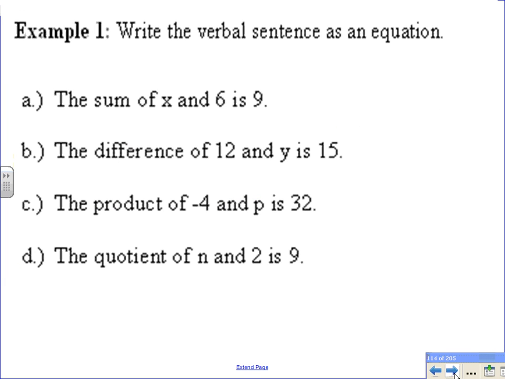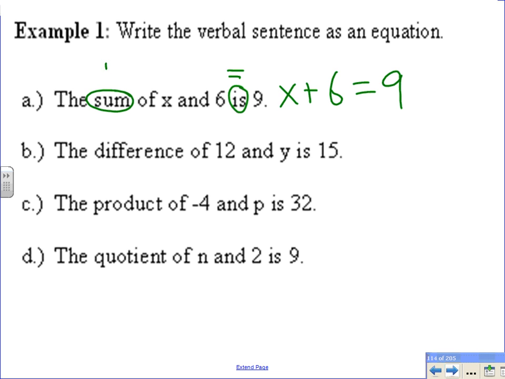All right, so here was the second part of your warm-up. Okay, example 1, letter A. I wanted to see if you guys could do these. Zach, what did you get for example 1A? Good. X plus 6 equals 9. In the sentence in letter A, Alyssa, what word means equals? Good. The word is means equals.